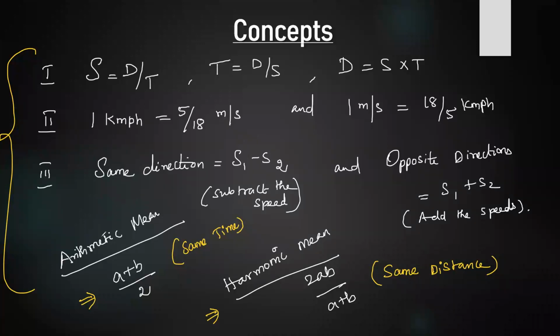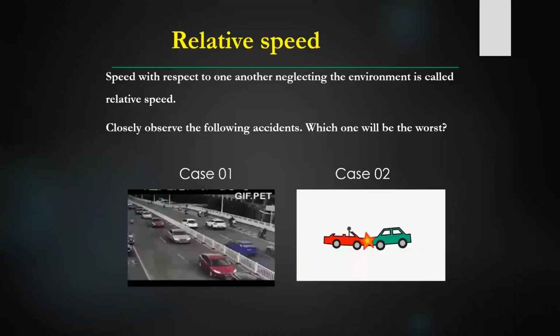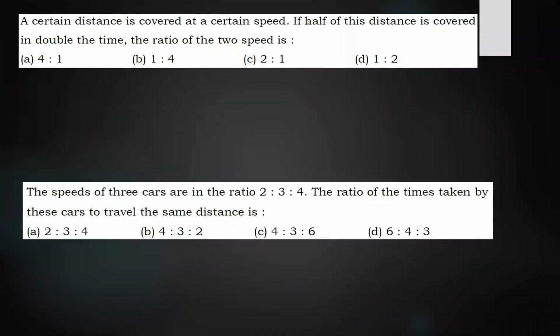Okay, done. So question number 1, page number 157 in your material. I come to next question. Okay. Here. They given that a certain distance is covered at a certain speed. If half of the distance is covered in double the time, find the ratio of the two speeds.